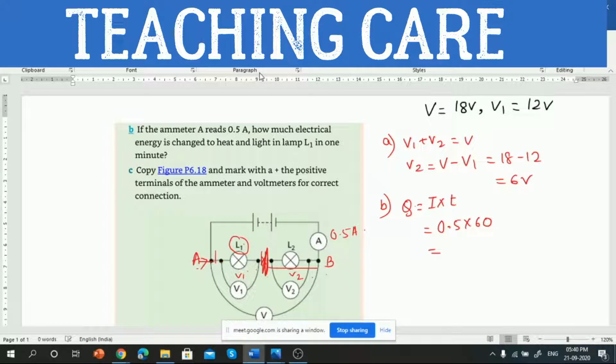So we basically have here 0.5 into 60. So that becomes 30 coulomb. Then we have electrical energy E equal to V into I into T. So here V across L1 is what? It is 12. 12 into 30, so that is 360 joules.